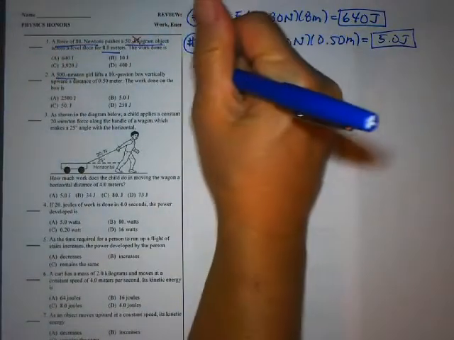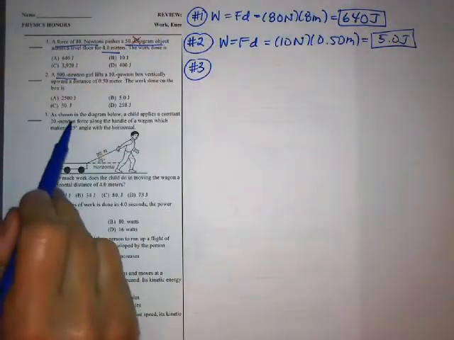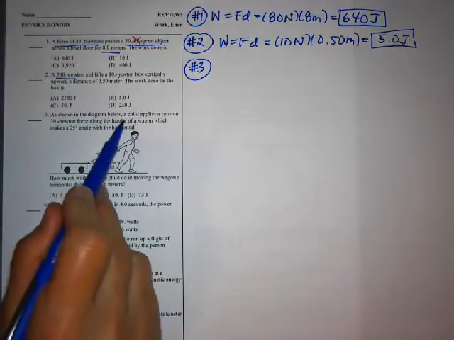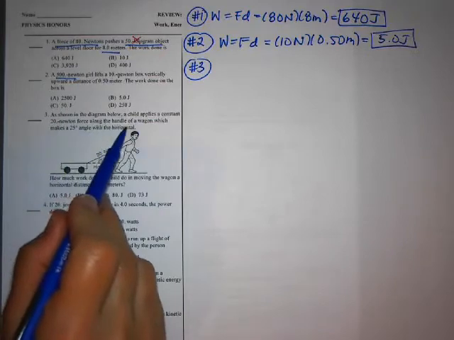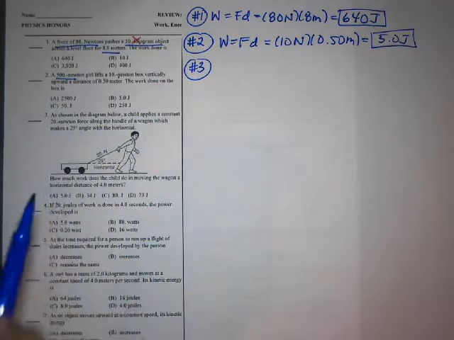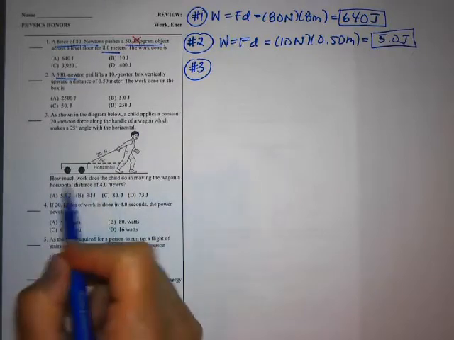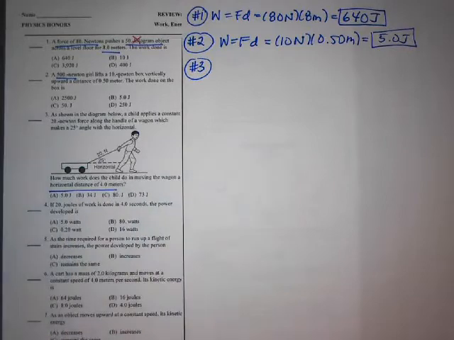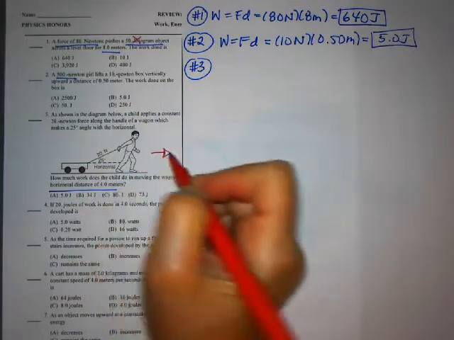Okay, number 3. As shown in the diagram below, a child applies a constant 20 Newton force along the handle of a wagon, which makes an angle of 25 degrees. How much work does the child do in moving the wagon a horizontal distance of 4? So the child is moving horizontally.